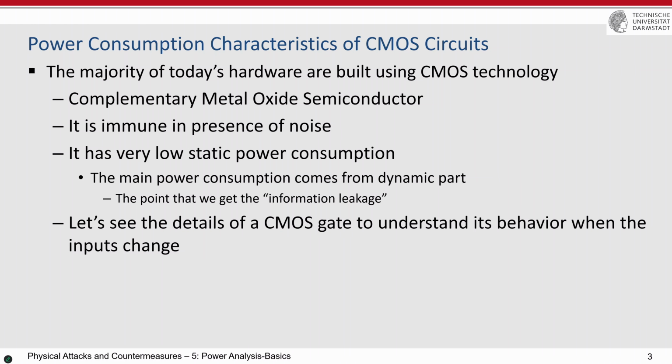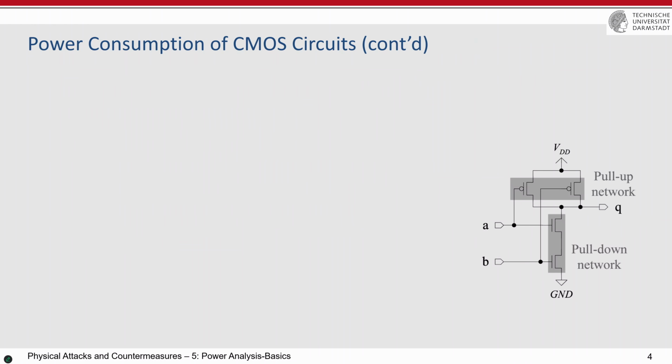Now, if we want to understand better why information actually leaked through the dynamic power consumption of CMOS circuits, then we review a CMOS gate. Here we have a CMOS gate. You learned before that this is the VDD, for example, 1.2 volt, and this is the ground.